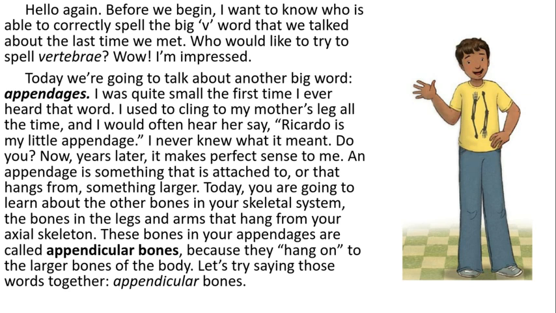An appendage is something that is attached to or that hangs from something larger. Today you are going to hear about the other bones in your skeletal system, the bones in the legs and arms that hang from your axial skeleton. These bones in your appendages are called appendicular bones because they hang on to the larger bones of the body. Let's try saying those words together.